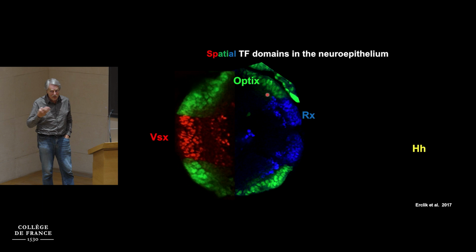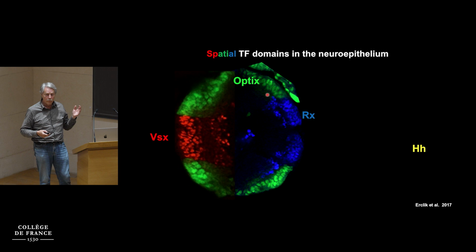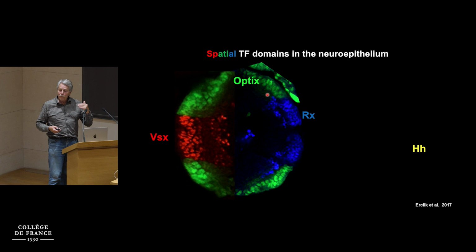How can we solve this issue? Actually, the solution came when we looked at the neuroepithelium. So neuroepithelium form, and I told you that all the neuroepithelium form neuroblasts, they all go through the same temporal series, and it's true. However, the neuroepithelial cells are not all the same.